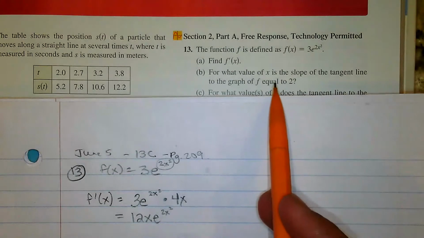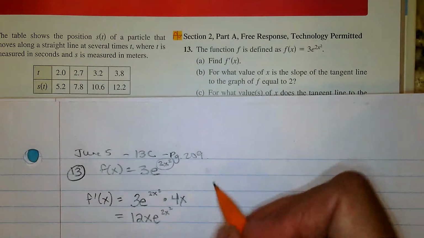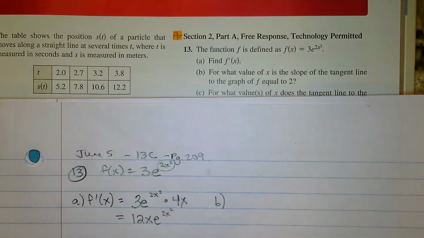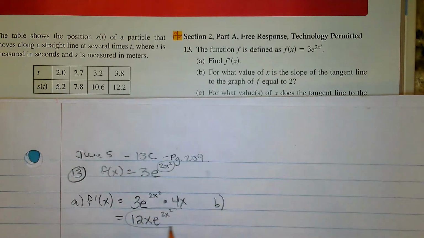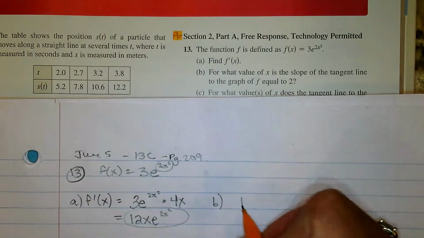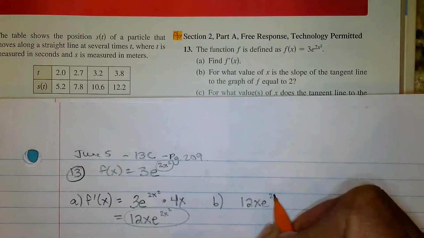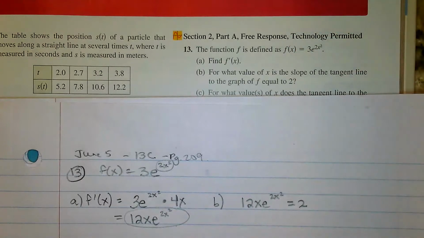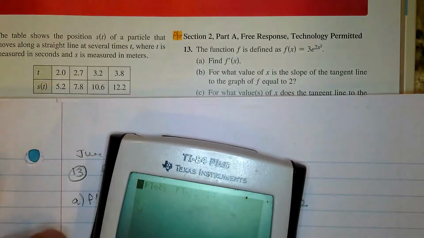For what value of x, this is part B, is the slope of the tangent line to the graph of f equal to 2? So when is this equal to 2? So 12x e to the 2x squared equals 2. Now this says free response, technology permitted. So I don't have any clue how to do this algebraically, so I'm just going to type this in.